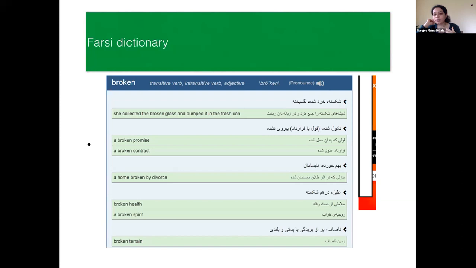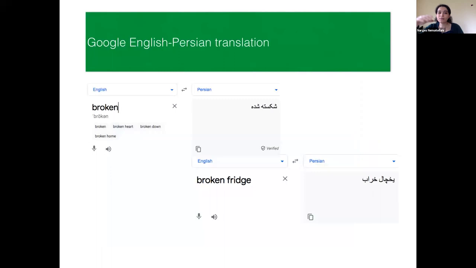So for example, if you look at the list, there are no English examples for broken car or for broken fridge. You have some more complex examples, but not the examples that actually the learner needs. For Google English Persian translation, if you look up broken, it gives you an equivalent which doesn't work for broken fridge or broken car. But if you actually look up broken fridge, then it gives you the correct equivalent.